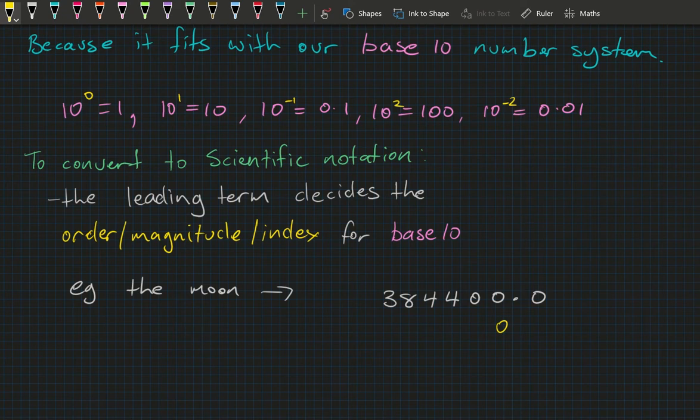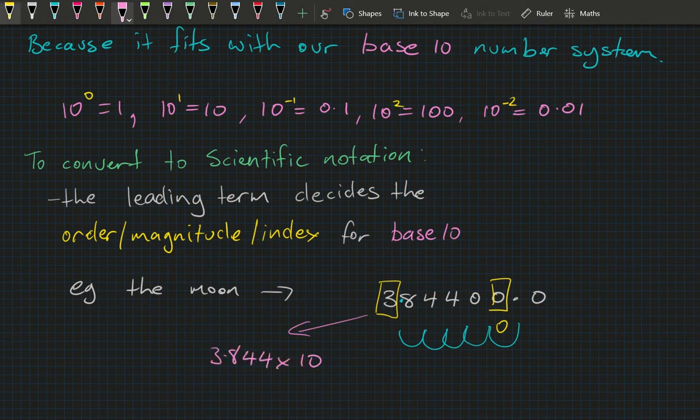And because the leading digit is to the left, we can count how many decimal places we need to move to make 3 the leading term. So starting at the decimal place, we have 1, 2, 3, 4, 5 decimal places, and we can place a decimal point right here. That means the first position had a magnitude of 0 and the last position has a magnitude of 5. So we can now write this number as 3.84400 times 10 to the 5.